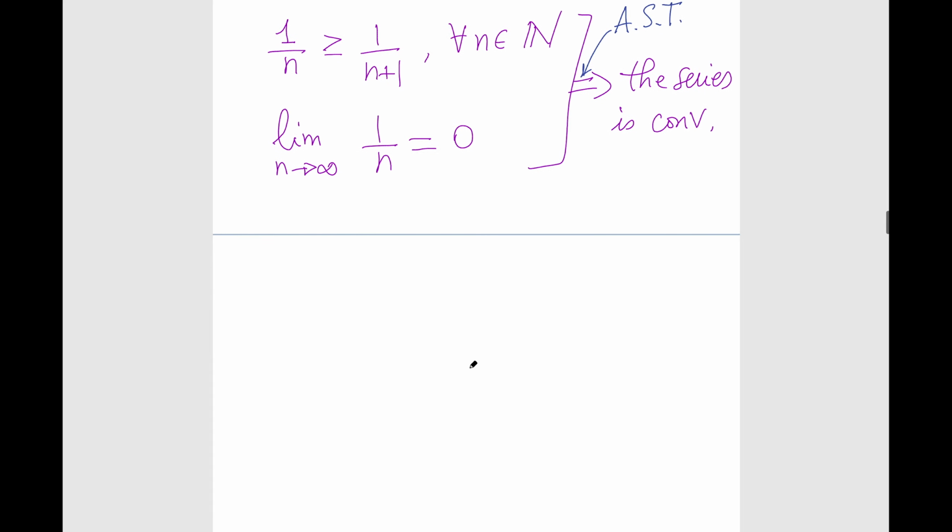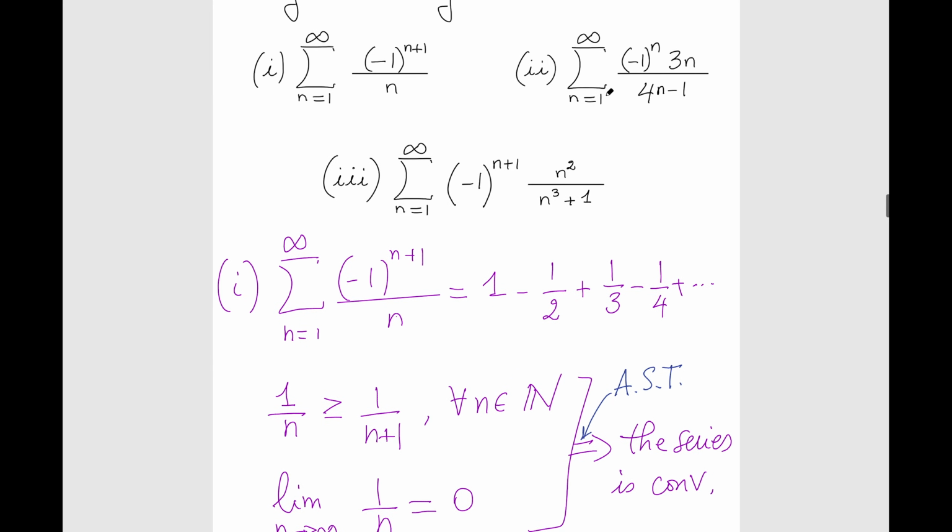Very good. Next, part 2. What is it? This one. Look at this series. Certainly the terms alternate in sign, and this is the AI. This guy is the AI, right? So this is AN.